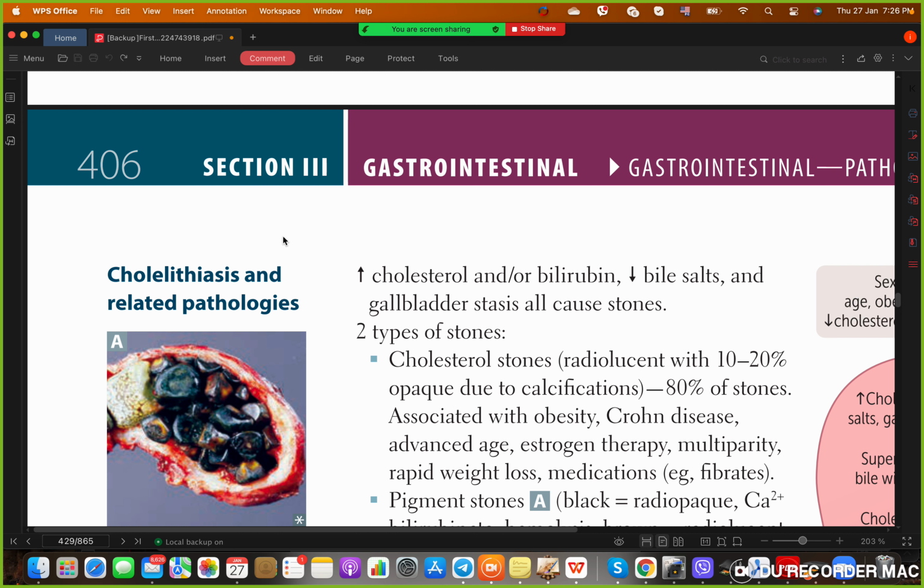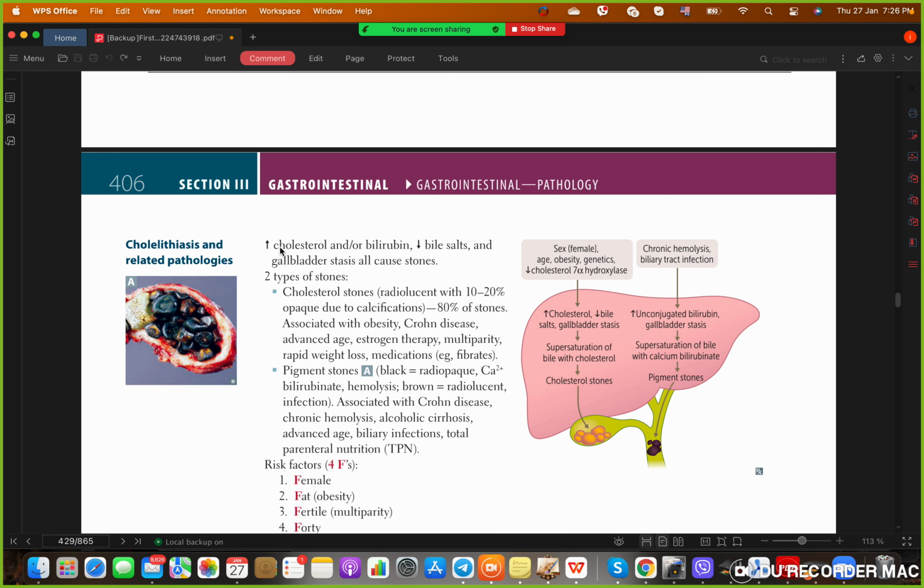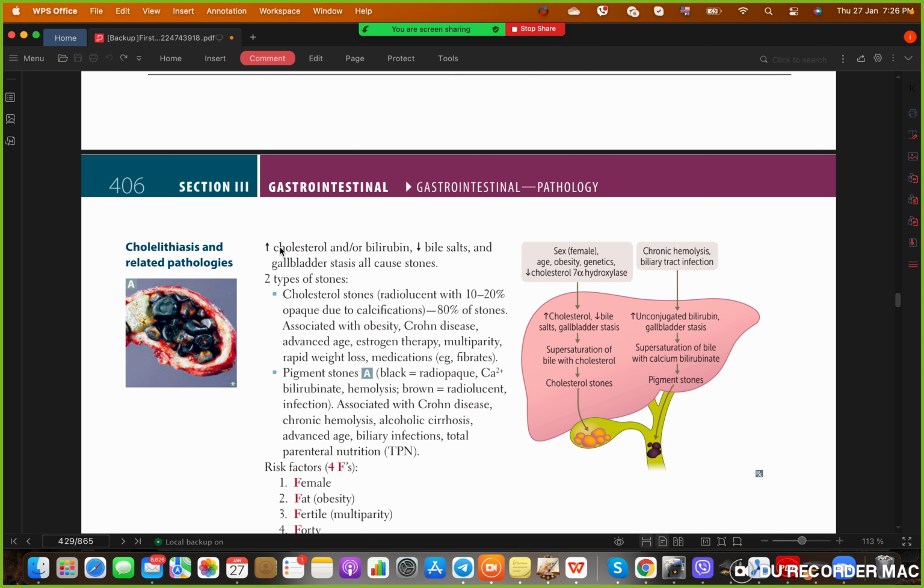Stone. So cholelithiasis, it's like gallstones and related pathology. Let's take a look. So first of all, we need to know what is a stone, what is bile made out of? Bile has many things. It has bilirubin in it, it has cholesterol in it, it has bile acids in it. So take a look. They write, increase in the cholesterol or bilirubin, decrease in the bile acids, and gallbladder stasis are all causes of stones.